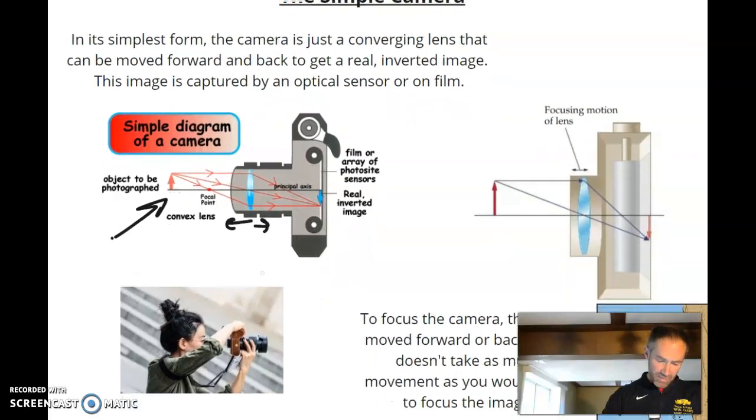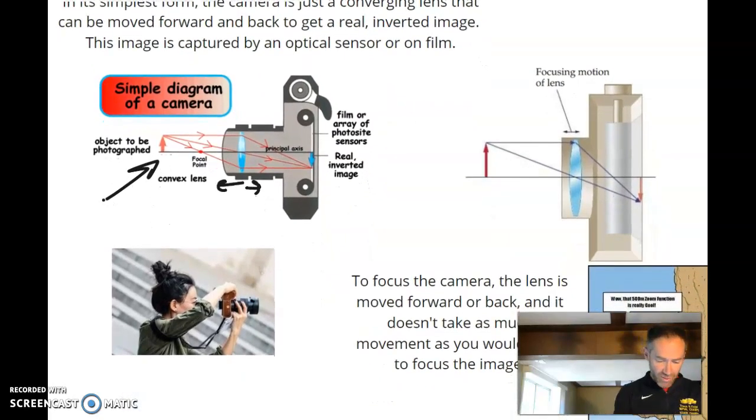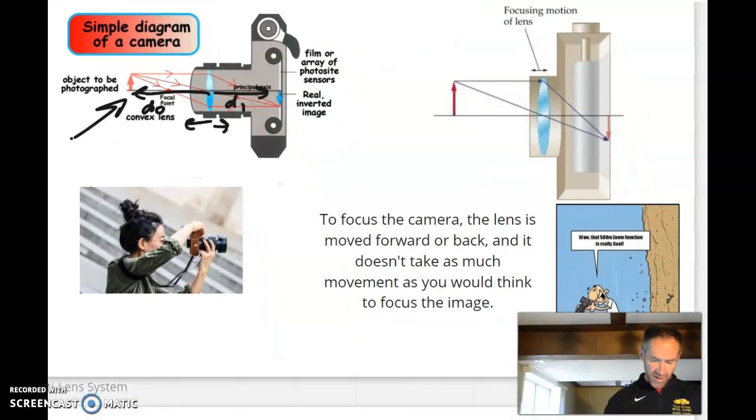And it turns out, when you move it forward or move it back, you're not only changing the DO, but simultaneously you're changing the DI. And so a little bit of movement makes a big difference in how focused the image is. You don't need very much movement to focus a picture. That's why in your phone you maybe don't even notice that the lens is moving at all.